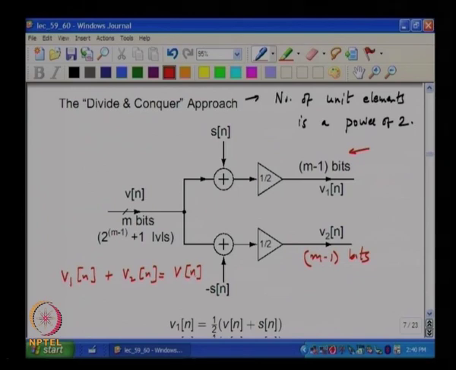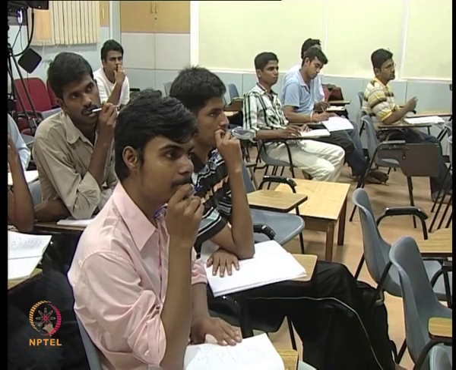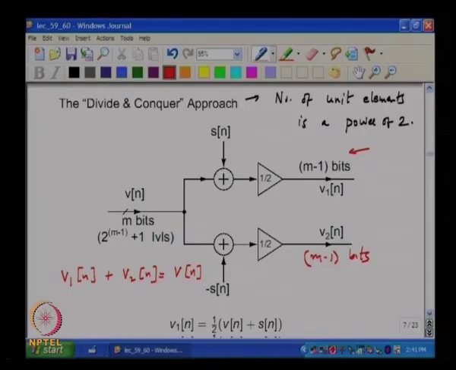Alright. Now why does this make sense? Why do you think this constraint makes sense?